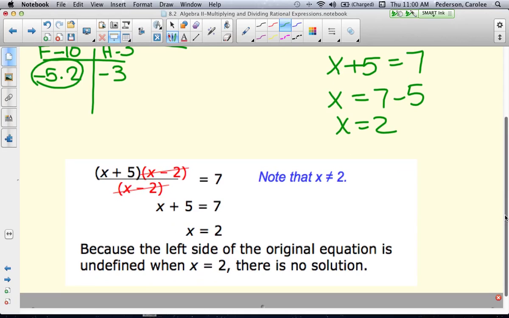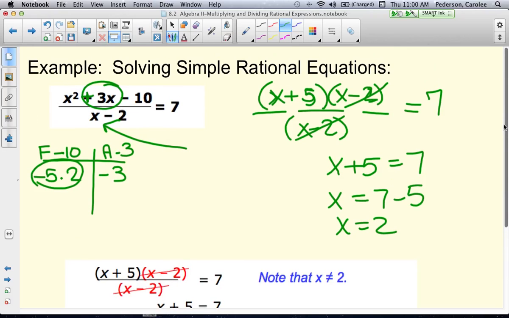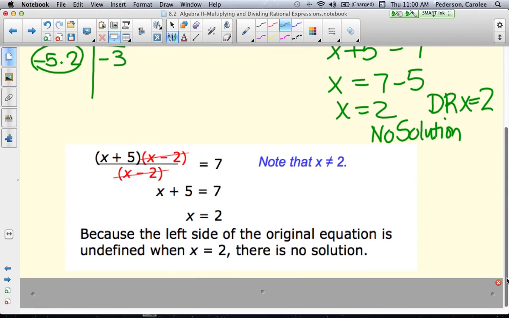So if you really look at the bottom here, because the left side of the original equation is undefined when x equals 2, there's actually no solution here. So sorry about the mistake there. Should have been originally x squared plus 3x minus 10. So there is no solution here because our domain restriction said that x could not be 2. So again, because the left side of the original equation is undefined when x equals 2, there's no solution.